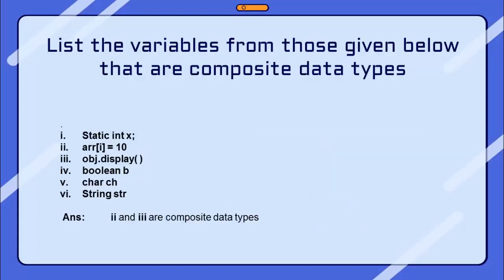List of variables given below, identify the composite data type. You can just see here the second one and third one are the composite data types. All the other things are not.